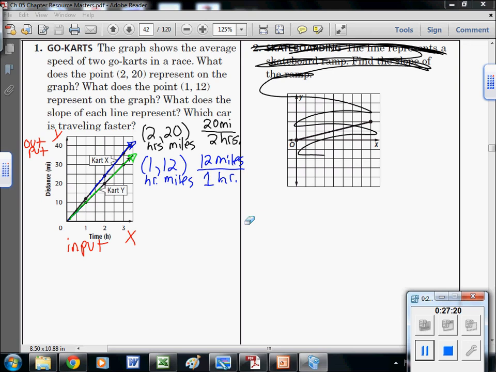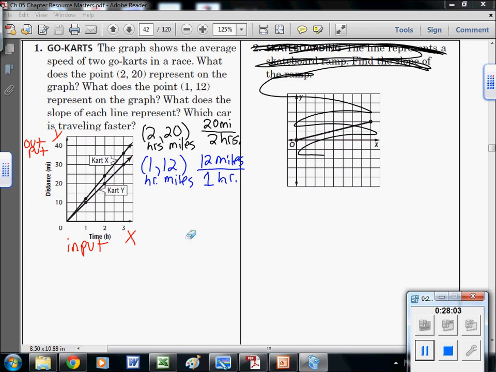So far we've interpreted 2 comma 20 and 1 comma 12. We now know what they mean. They also asked, what does the slope of each line represent? Well, it would help if we knew what the slope of each line was. So let's see if we can find the slope of each line. I'm going to start with cart X. If you watch cart X's line, I just erased his blue because I'm trying to trace over him. Cart X doesn't quite fall on any of these points perfectly, but they do tell us what that point is. They told us that point was 1 comma 12, right there for cart X.